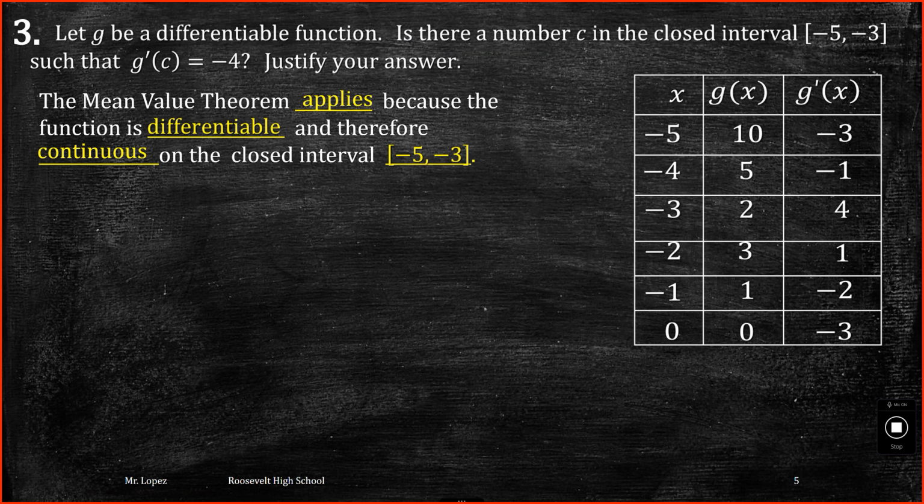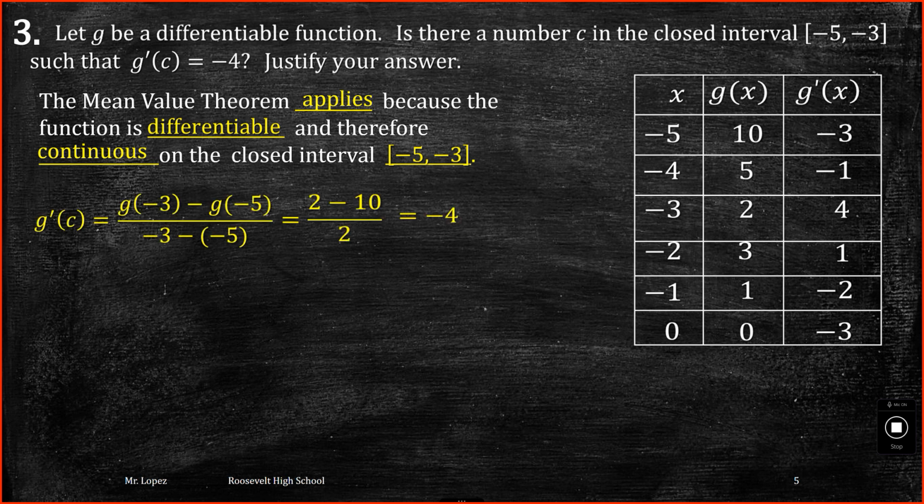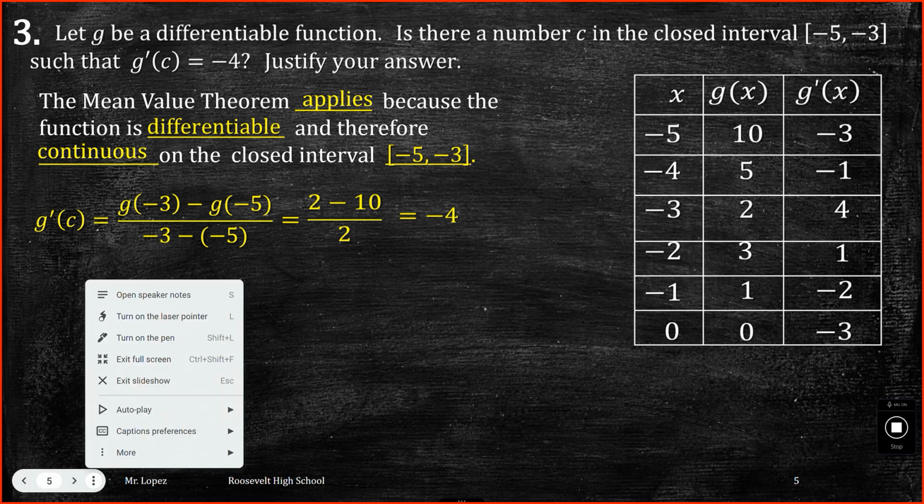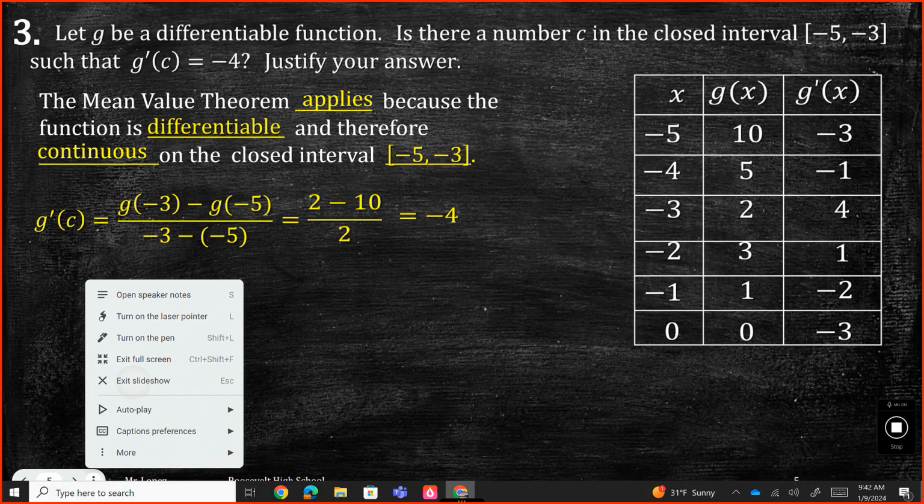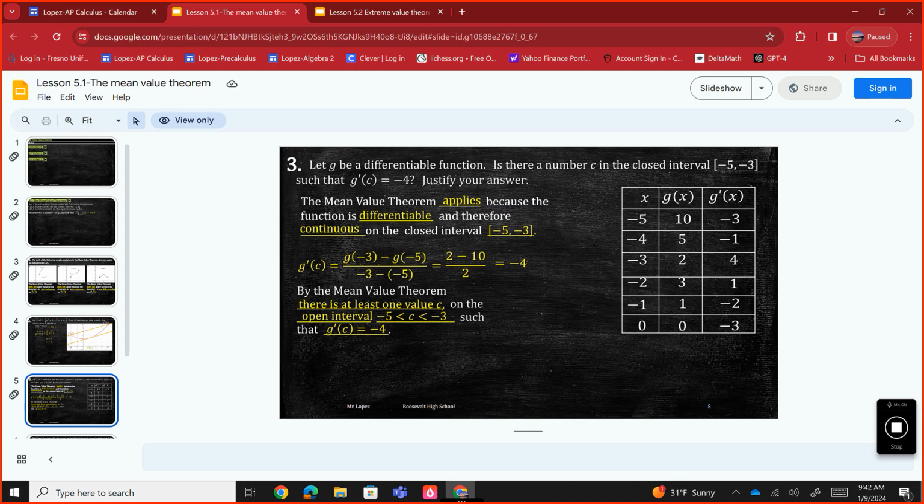This is better than what I had. What I had was something like the mean value theorem applies because the function is differentiable on -5, -3, but it's not complete. It should have this continuous part, and therefore continuous on the closed interval -5, -3. So this is a good sentence frame. All right, so let's go back to doing this lesson.